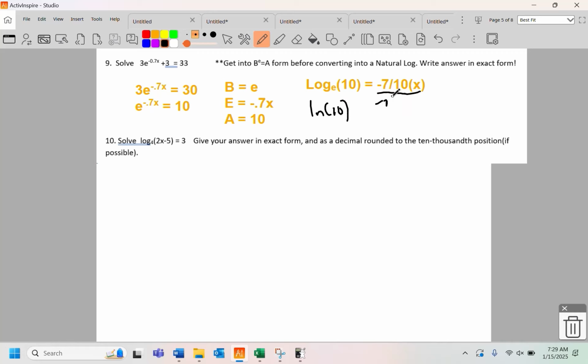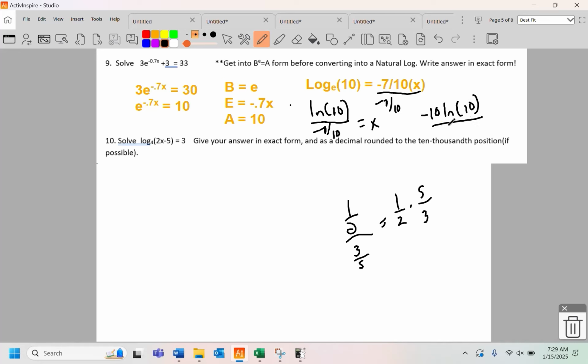I'm going to divide both sides by negative 7/10. Now, go back to middle school, doing a half divided by 3/5. Well, that's a half times 5/3. We multiply through by the reciprocal. So I'm going to multiply this by negative 10 over 7. Negative 10 ln of 10, sitting pretty over 7, is my x value.